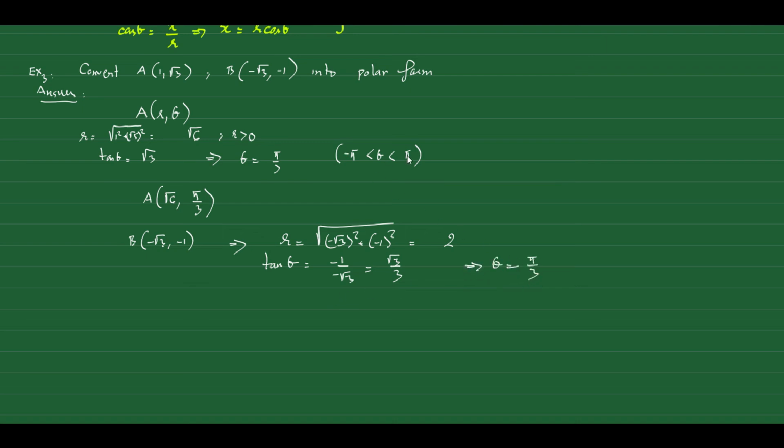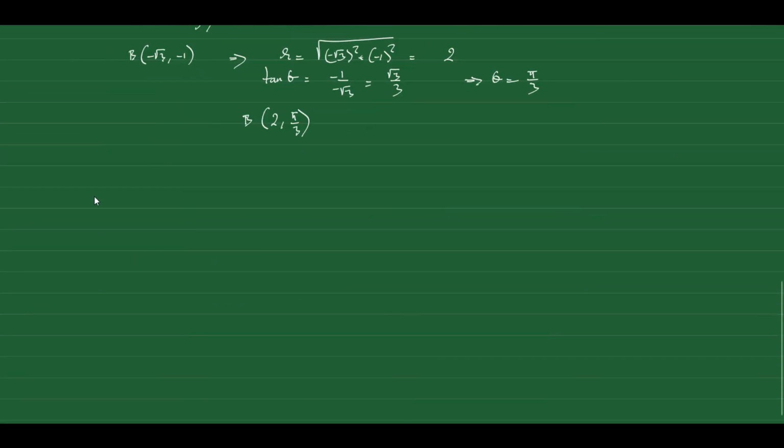And we also put the restriction. The restriction is between negative pi and pi. Okay, we're going to use the same restriction over here. So the polar form of point B will be 2, pi over 3. Okay, so very easy, right? Converting from rectangular to polar is easy. How about if we go from polar to rectangular?